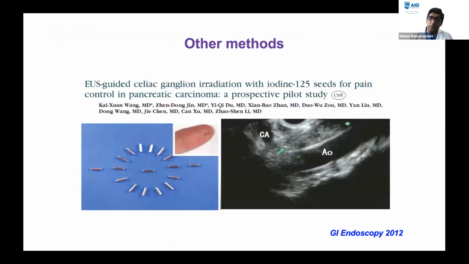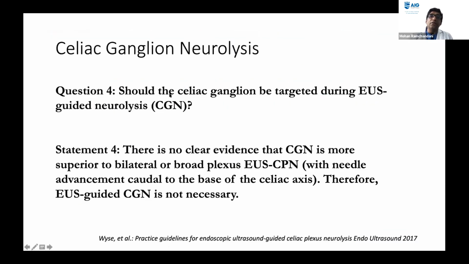So the verdict about whether the ganglion neurolysis should be targeted during the EUS procedure: the answer is there is no clear evidence that ganglion neurolysis is superior to bilateral or broad plexus CPN, especially with needle advancement caudal to the base of the celiac axis. Therefore, EUS-guided CGN is not necessary.